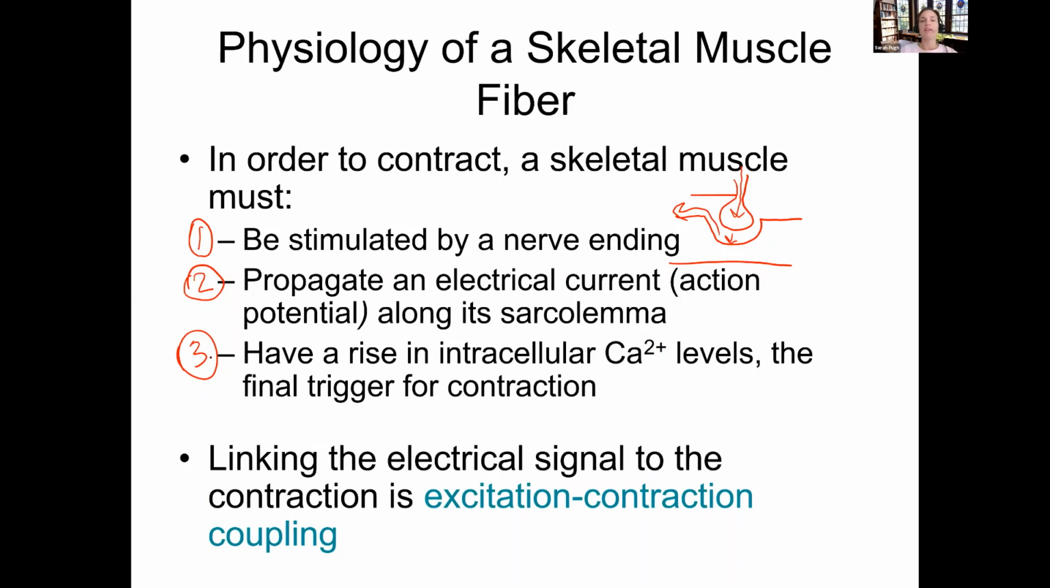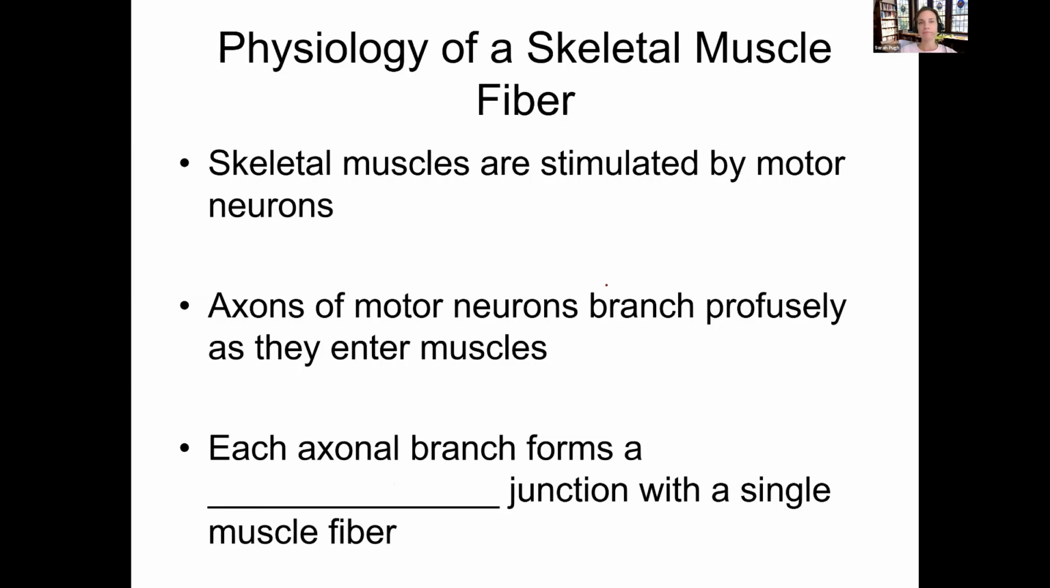Okay. Now, anytime we link the electrical signal that's coming down the neuron to a muscle contraction, we call that excitation contraction coupling. So you may see that in your book if you're reading along. Now, one thing that all of our skeletal muscles have in common is they're all under voluntary control. That means your brain tells them when to contract. So skeletal muscles have to be stimulated by a motor neuron.